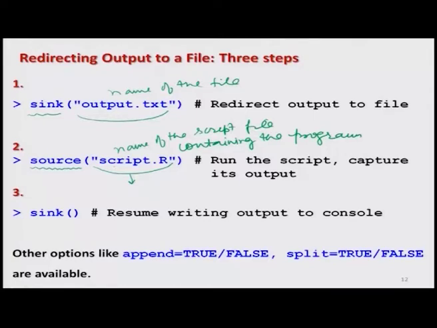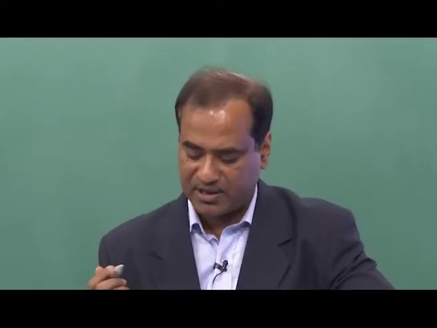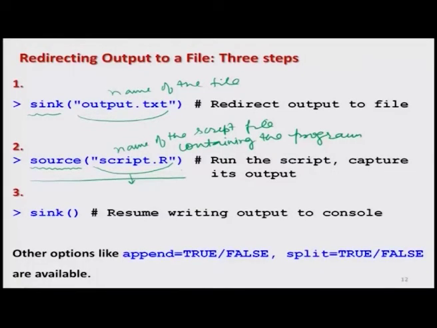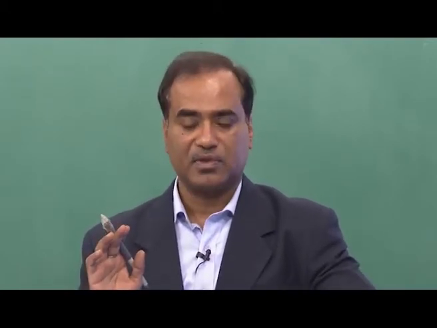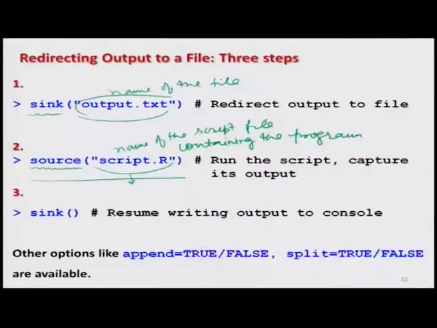Here I have used the file name script.r, which simply indicates that the script of the program is written inside this file. As soon as I say source and give the program name, this will run the script, and whatever outcome is captured while running the program is redirected to the file name, which is given here as output.txt.